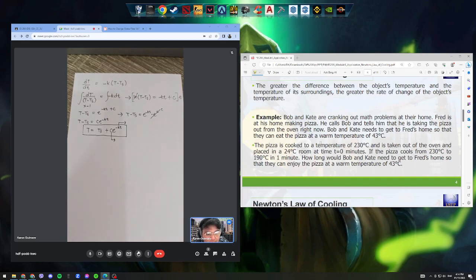Okay, so the pizza is cooked to a temperature of 230 degrees Celsius and is taken out of the oven and placed in a 24 degrees room at time t equals 0 minutes. If the pizza cools from 230 degrees to 190 degrees Celsius in 1 minute, how long would Bob and Kate need to get to Fred's home so that they can enjoy the pizza at a warm temperature of 43 degrees Celsius? So, do you understand?